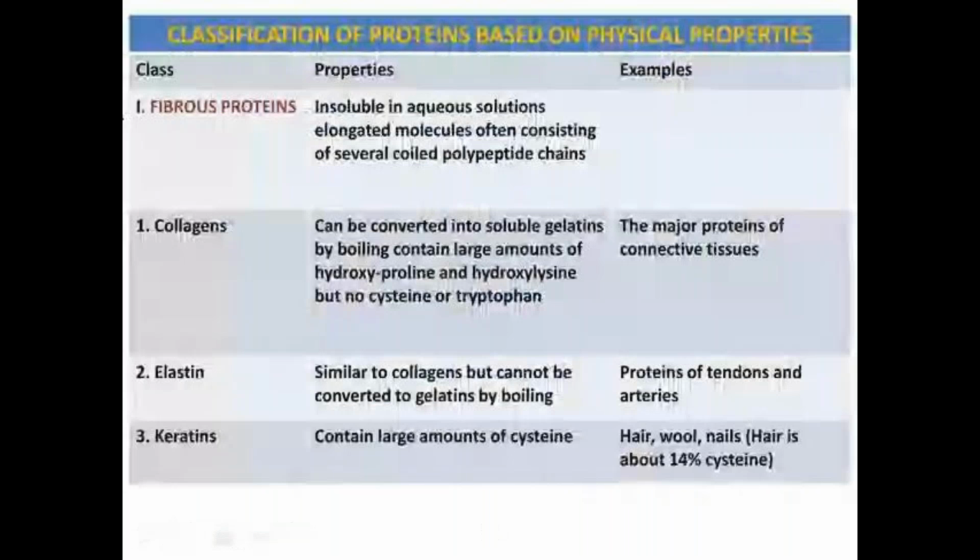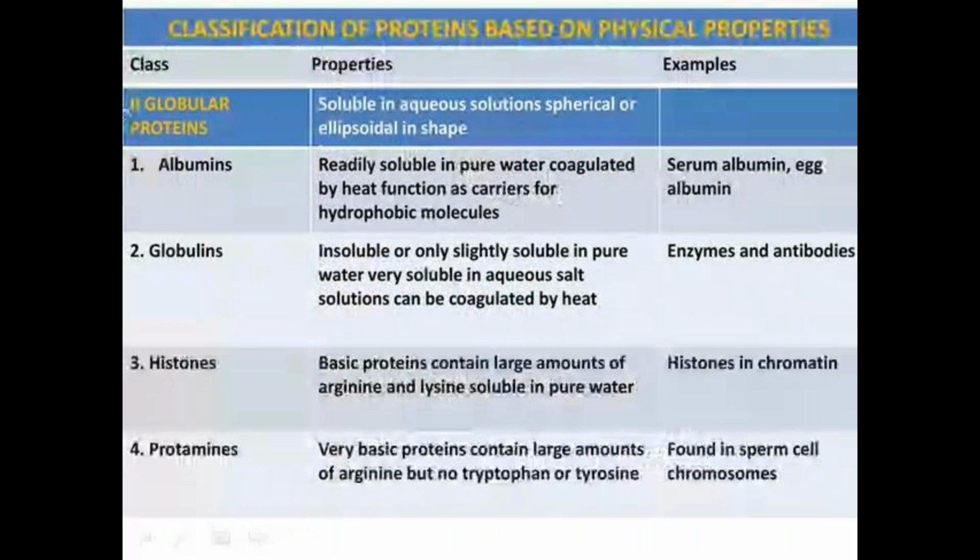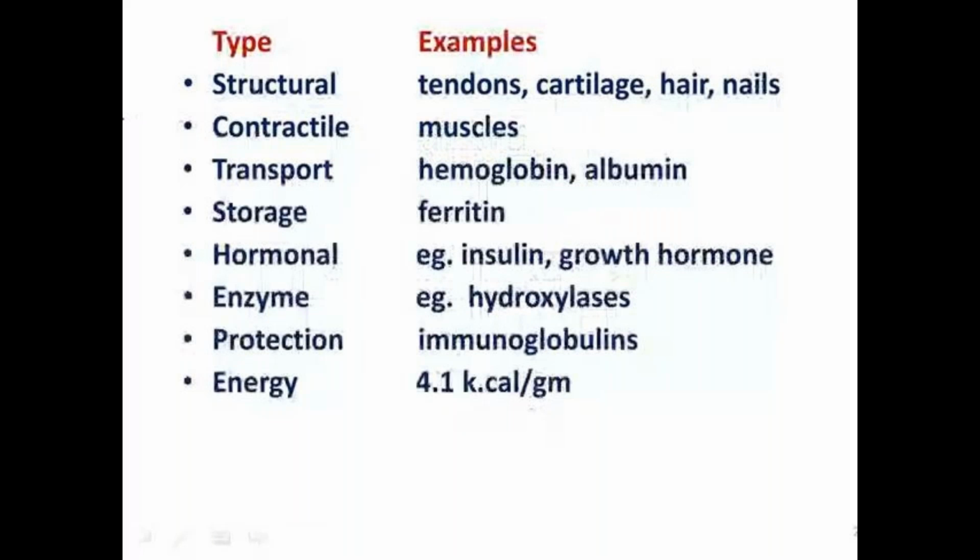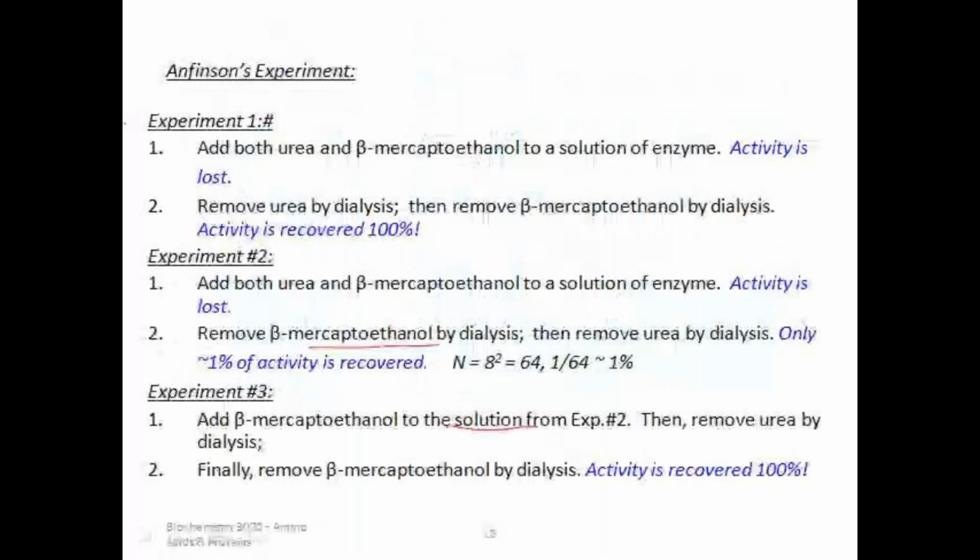And this experiment is called Anfinsen's experiment. You have to remember that beta mercaptoethanol is the active agent only. Here urea does not have that much activity.